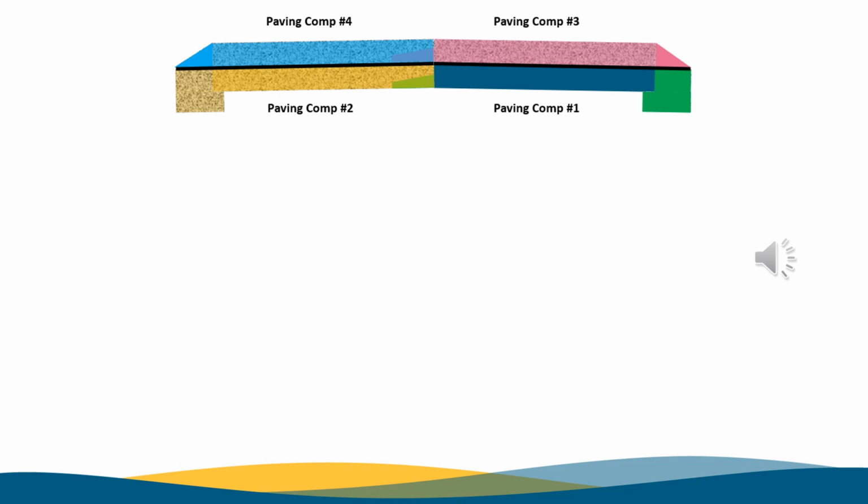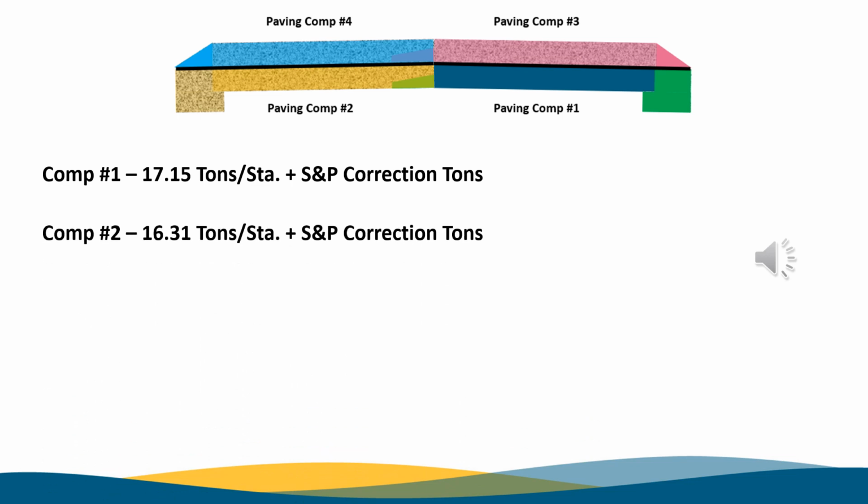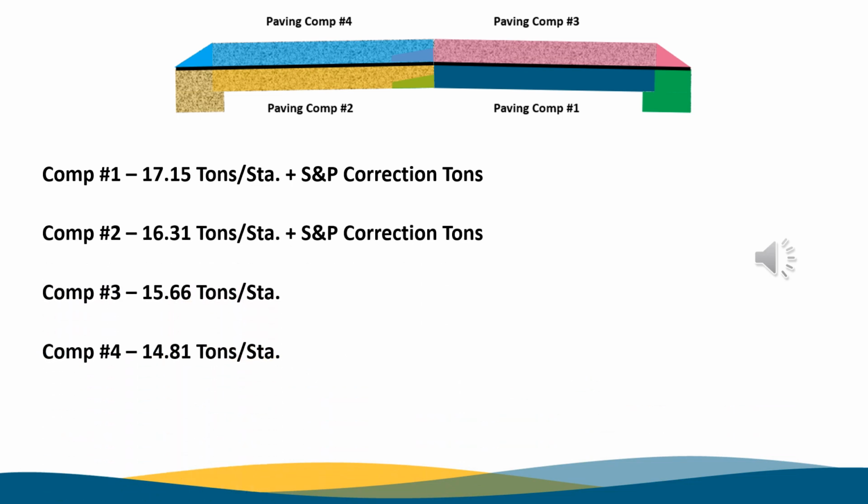Let's take a look at the slope and profile tonnage corrections for section 1 and 2. The S&P tonnage is the tonnage allowance in the plans designated to be placed in the lowest lifts of the asphalt to account for slope, profile, and smoothness corrections. Again, this is to be placed in the lowest lift of paving on the project. So let's take a look at the project tonnage design for this project.